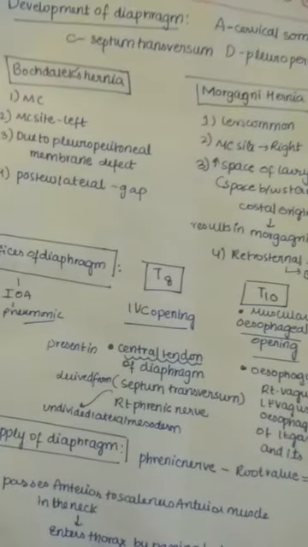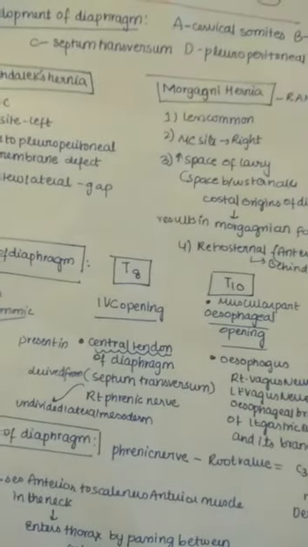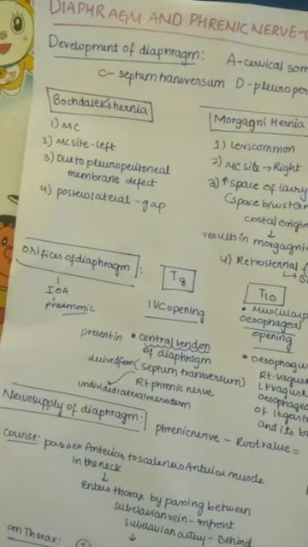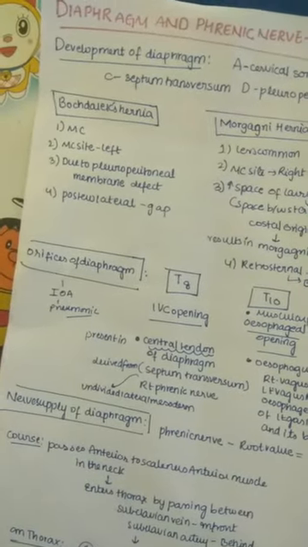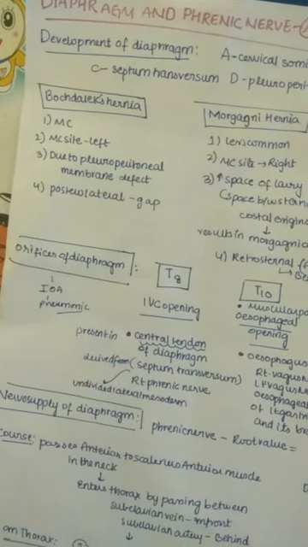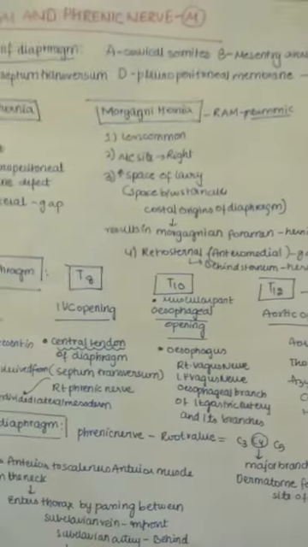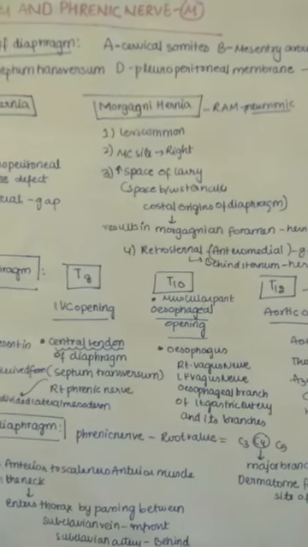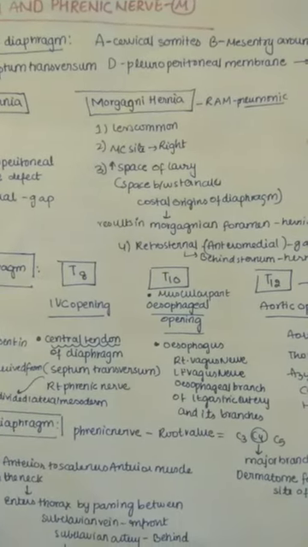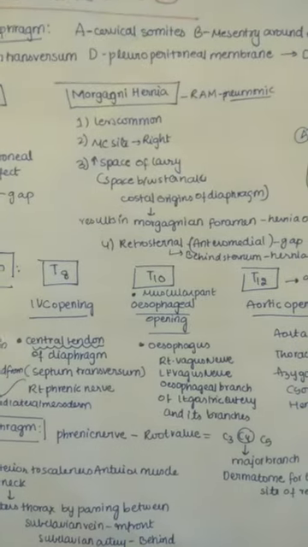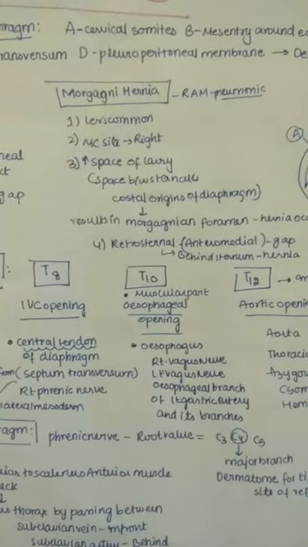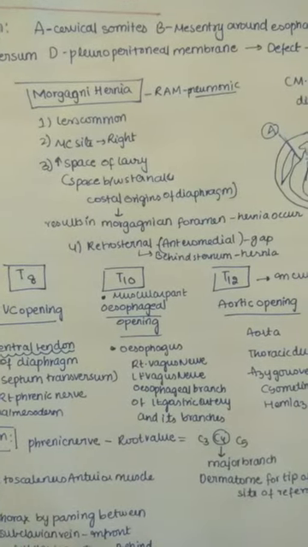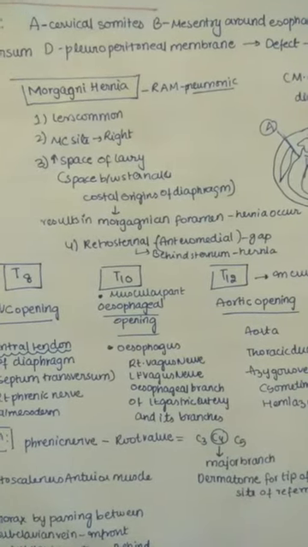So let us see the differences between the two types of hernia, that is Bochdalek hernia and Morgagni hernia. The Bochdalek hernia is most common, the most common site is the left side, and it is due to the pleuroperitoneal membrane defect and its posterolateral gap. And the Morgagni hernia, its mnemonic is RAM, is less common, most common on the right side, and there is an increase in the space of Larrey. So the space of Larrey is the space between the sternal and the costal origin of the diaphragm. This results in an increase in the Morgagni foramen and the hernia occurs.